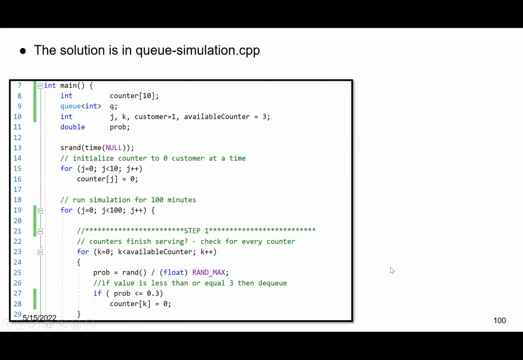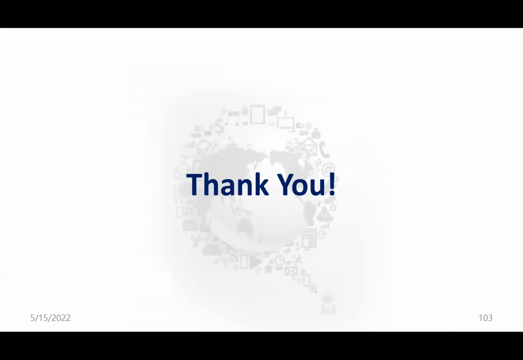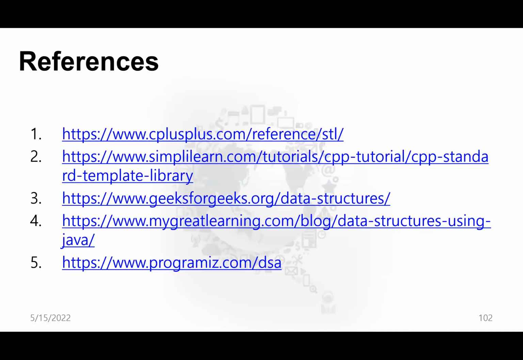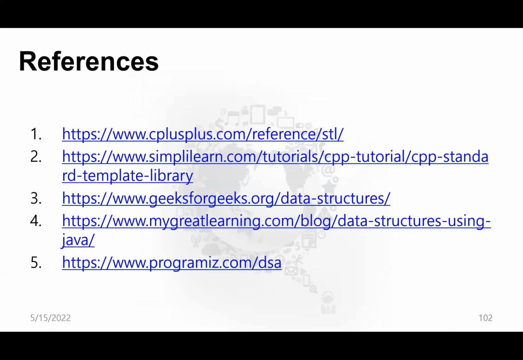Okay, so let me just conclude. This is our last example of how to use a queue to do simulation. These are some of the references that you can refer to. Of course, when you go to the internet, there is much more than this.